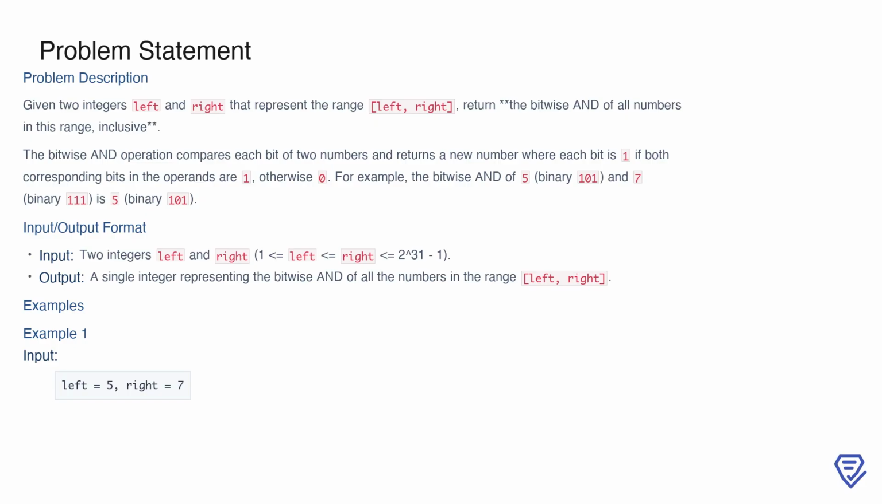The range is defined such that left and right are integers between 0 and 2^31 - 1, and the output will be a single integer representing the end result of all numbers in this range. Let's look at some examples to understand this more clearly.